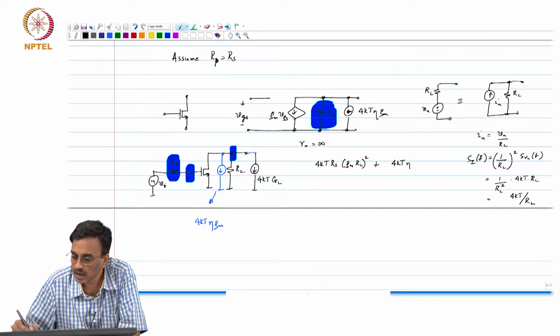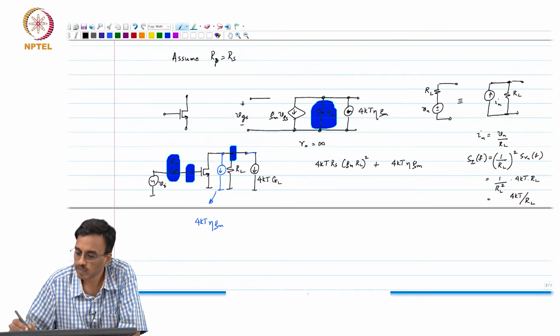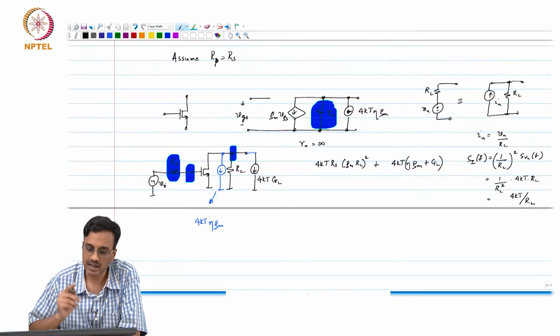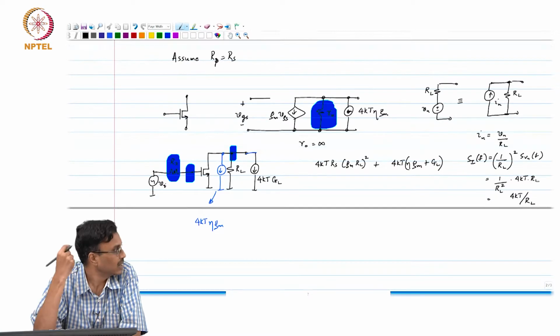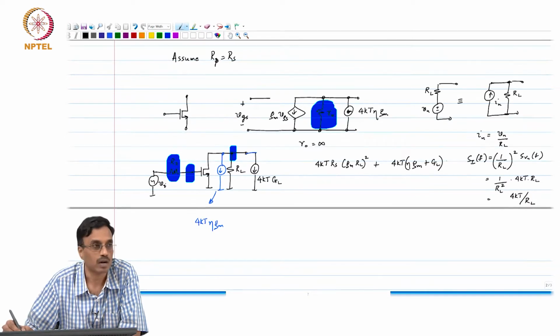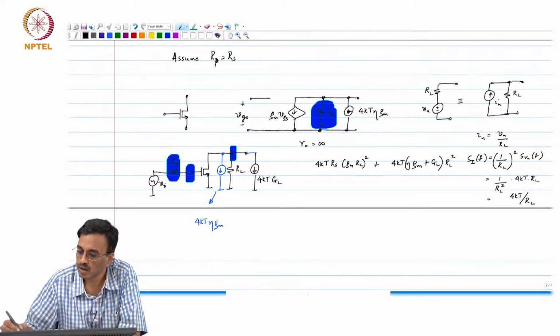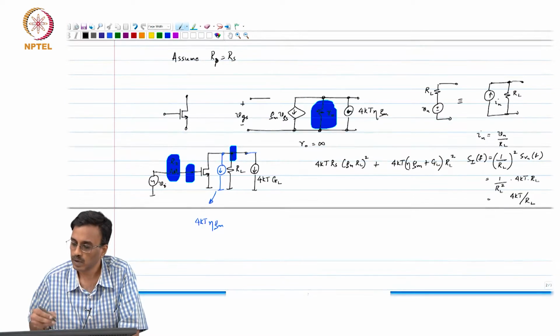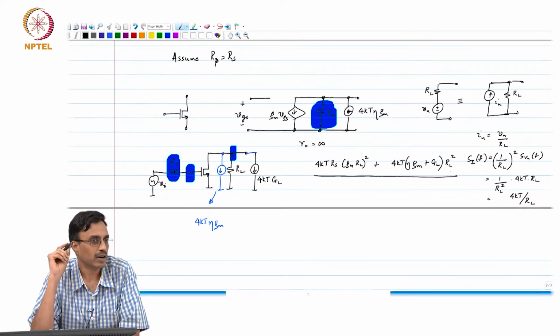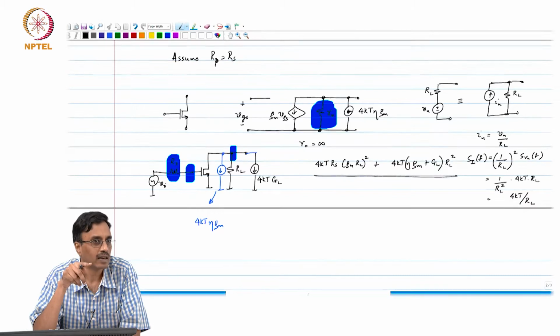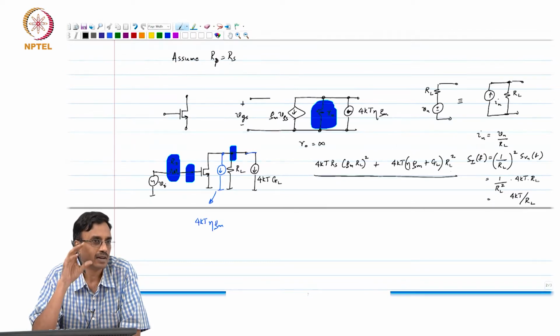4kTηGM plus GL, that is the current that flows into RL. So, what should I do here? Very good, RL squared. This is the total noise at the output of the amplifier, right, and you divide this by the noise that you would have got if the amplifier itself was noiseless.